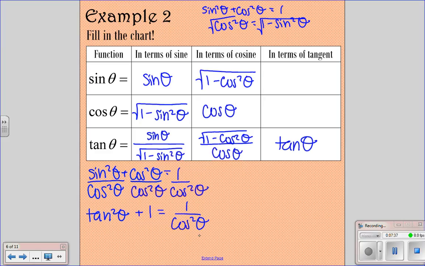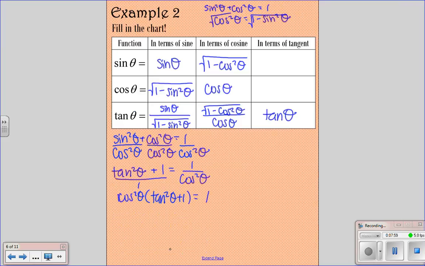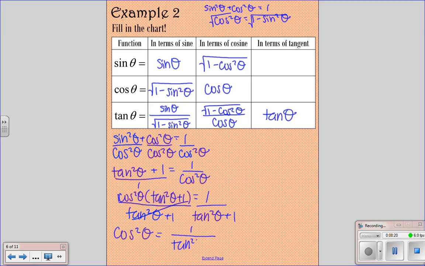Now I want to solve for cosine squared theta. The easiest way to do that is to cross multiply. So I'm going to put this over 1, and so I'm going to have 1 times 1. And then I'm going to have cosine squared theta times the tangent squared theta plus 1, and all of that's going to equal 1. Then I can divide by the tangent squared theta plus 1 on both sides. And so that'll make it where I have cosine squared theta equals 1 over tangent squared theta plus 1.